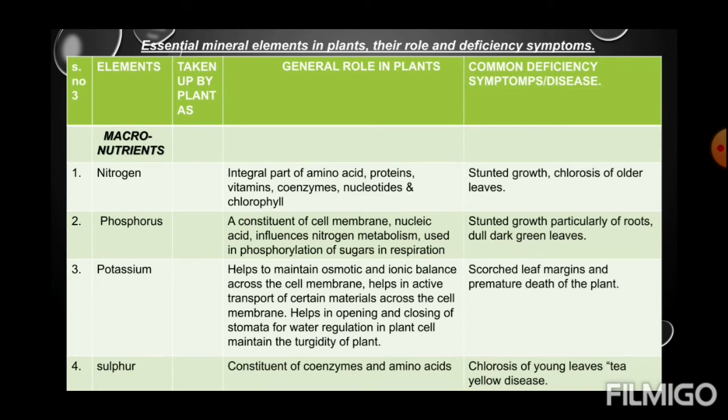Now if sulfur deficiency occurs, what symptoms will the plant show? The plant will show chlorosis of the leaves and a disease known as tea yellow of tea. Now tea yellow of tea, children, is that tea leaves turn yellow. And when tea leaves turn yellow, those tea leaves are not used for processing and making tea.